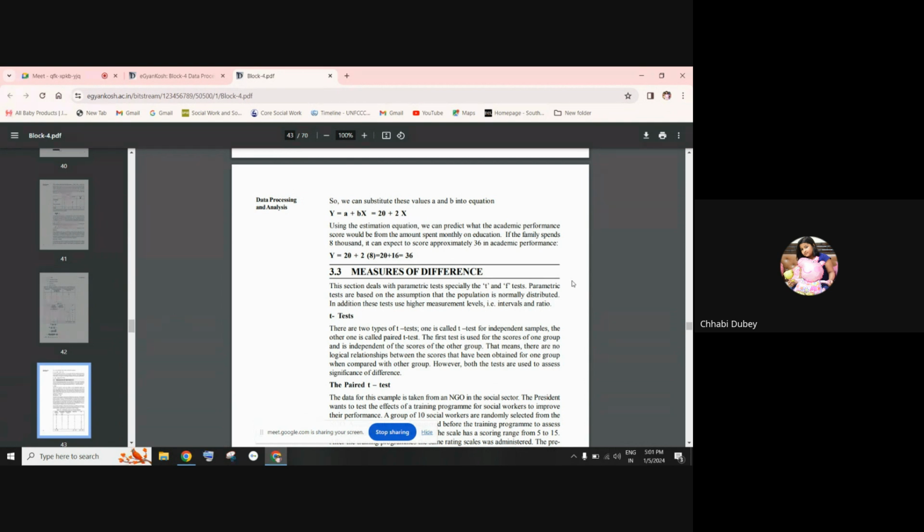The first test is used when the scores of one group are independent of the scores of the other group. That is, there is no logical relationship between the scores that have been obtained from one group when compared with another group. So this is where the t-test for independent samples is used. Another one is known as the paired t-test.